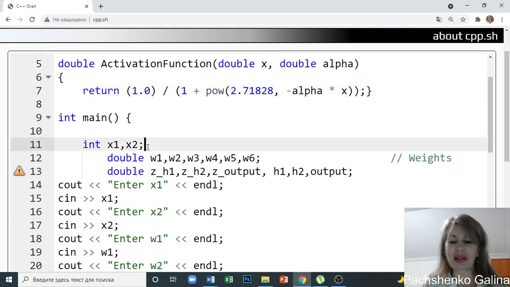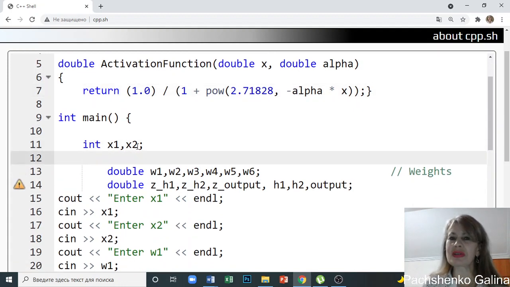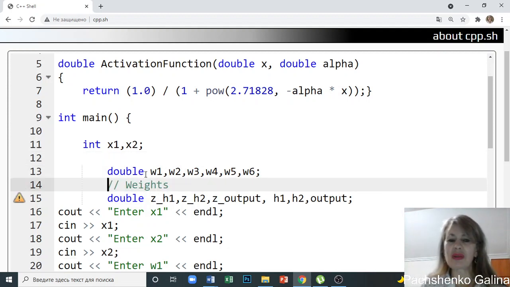And here I declare x1, x2. These are our inputs. And these are our weights: W1, W2, W3, W4, W5, W6. Then I call them Z, but it's our S, the sum function of neuron 1, the sum function of neuron 2, and the sum function of the output neuron, neuron 3.